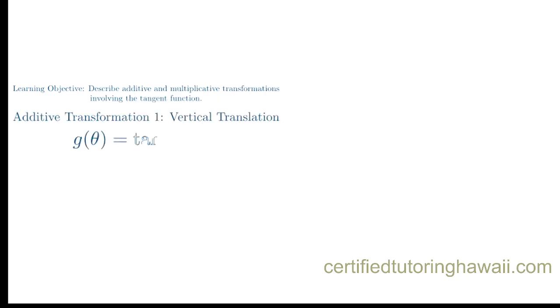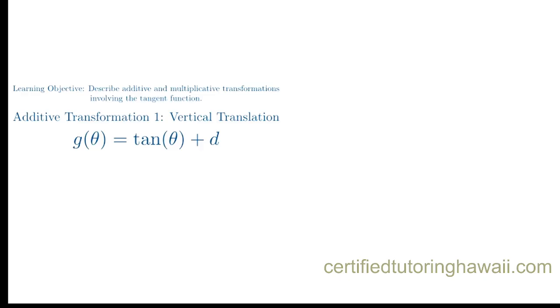Now that we understand the basic graph, let's explore how we can transform it. We'll start with additive transformations. Our objective here is to describe additive and multiplicative transformations involving the tangent function. First up is a vertical translation, or shift. This is represented by the function g of theta equals tangent of theta plus d, where d is the vertical shift amount. A positive value of d shifts the graph upwards, while a negative d shifts it downwards.